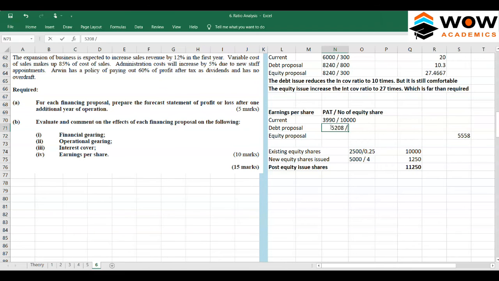Will the number of shares change in debt proposal? The answer is no, it will not change. And the number of equity shares in equity proposal, will it change? The answer is yes, it will become 11,250. So let's get the answers.